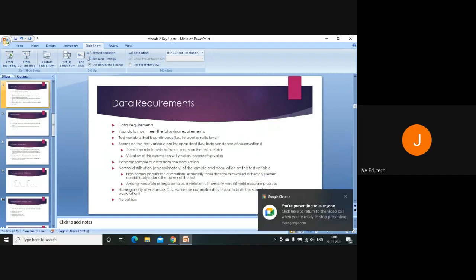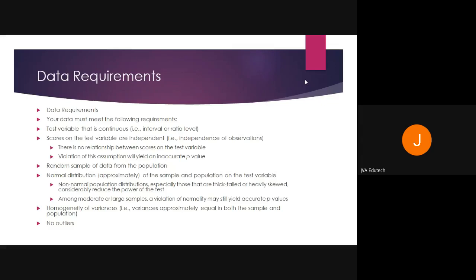So in the previous sessions I have said that if you have to perform a parametric test, and the one sample t-test is a kind of parametric test, then the first thing you have to see is whether the data you have collected, your dependent variable or test variable, is on a continuous scale, that is either interval or ratio. If it is on a non-metric or categorical scale, then you cannot perform a parametric test. I have shown this through the decision tree also.